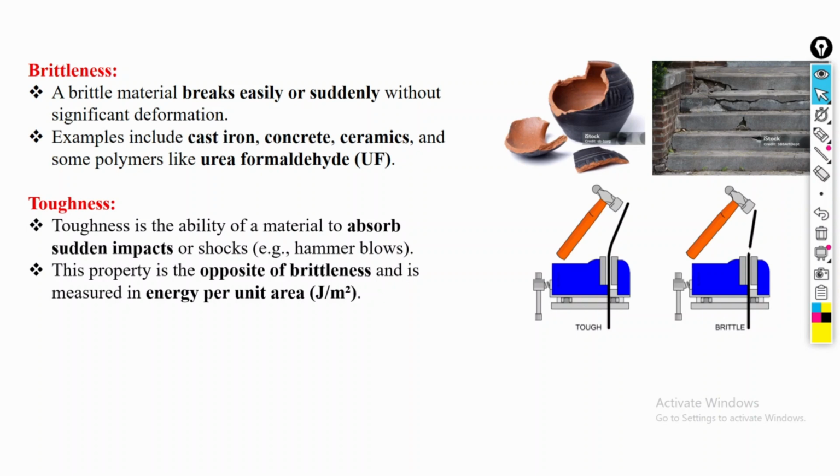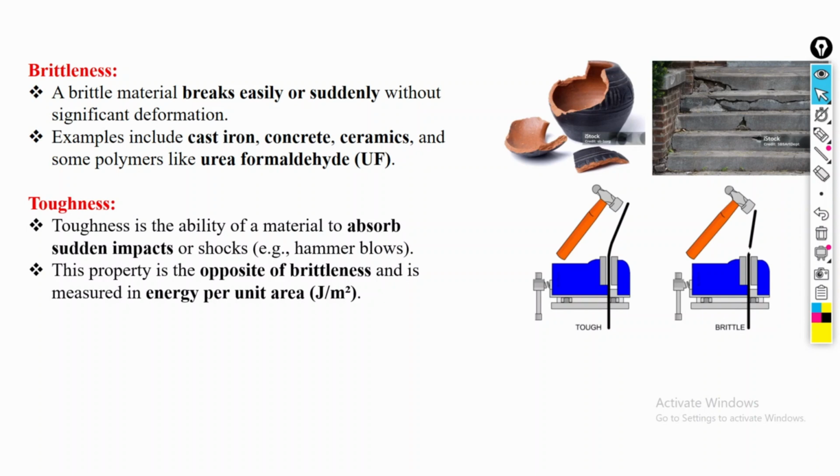So if we apply the external force by striking it with the hammer, and the material absorbs that shock, then this material will be more tough compared to this other material, because this one is brittle when we apply the force on it. So from here we conclude that if the material is more breakable, more brittle, more hard, then its toughness will be less.